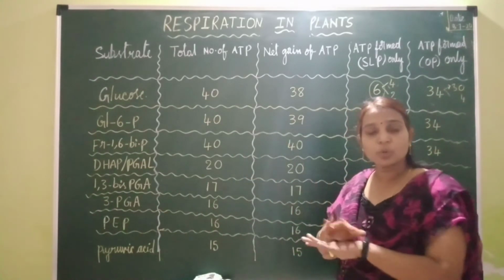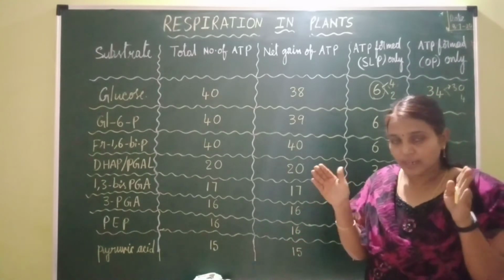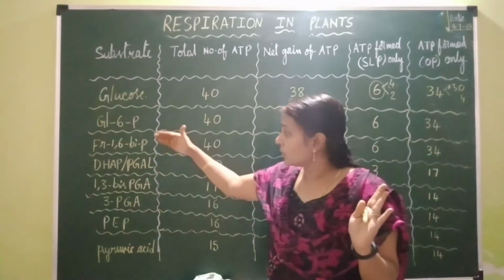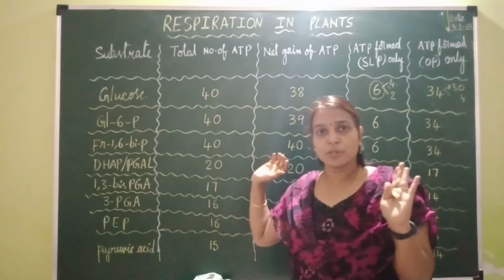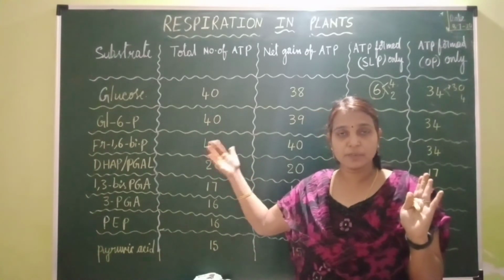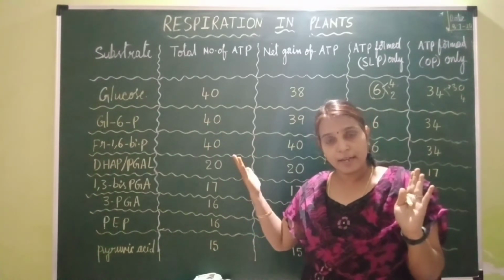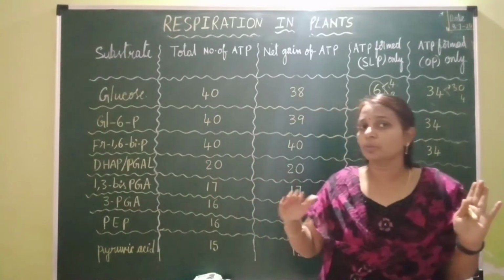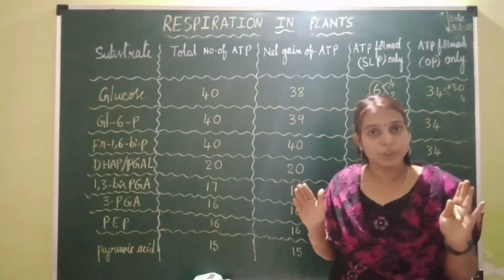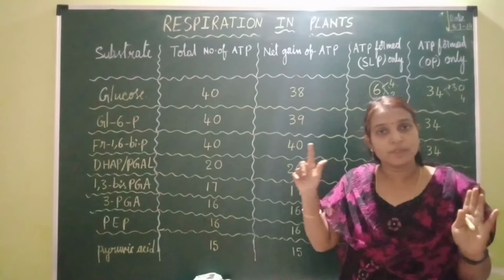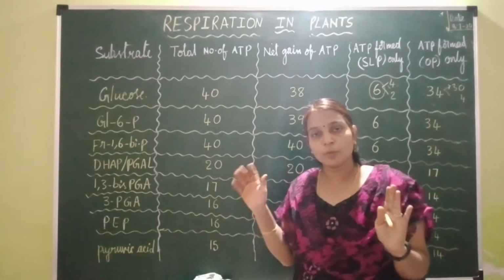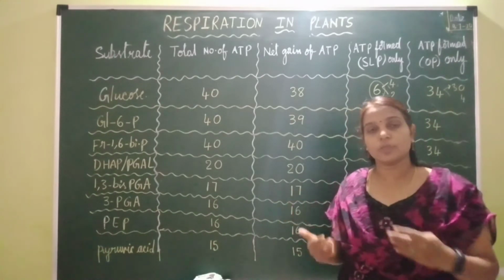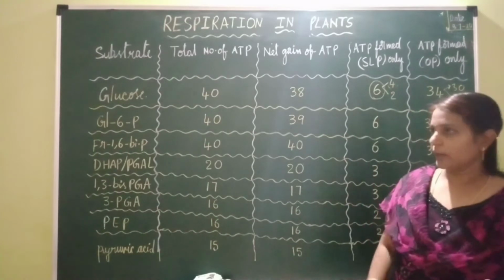Why? Because here there is no consumption of ATP, and hence the total number of ATP formed is 40 and the net gain is also 40. Why is there no consumption of ATP? Because we have to calculate from fructose 1,6-bisphosphate. Before the formation of fructose 1,6-bisphosphate itself, 2 ATPs are consumed, in the first step and third step. What is the first step? Phosphorylation of glucose into glucose 6-phosphate. The second step is isomerization of glucose 6-phosphate into fructose 6-phosphate. In the first step, 1 ATP is consumed. Now the third step, that is phosphorylation of fructose 6-phosphate into fructose 1,6-bisphosphate. There 1 more ATP is consumed.